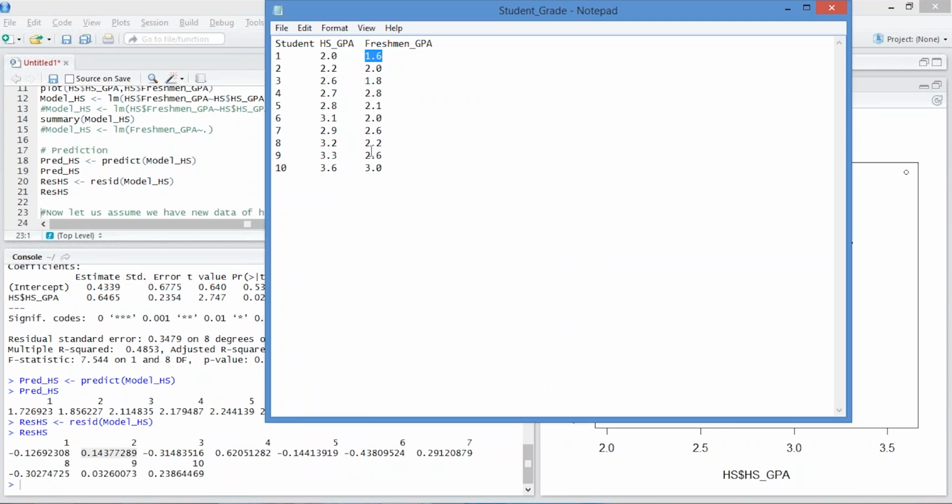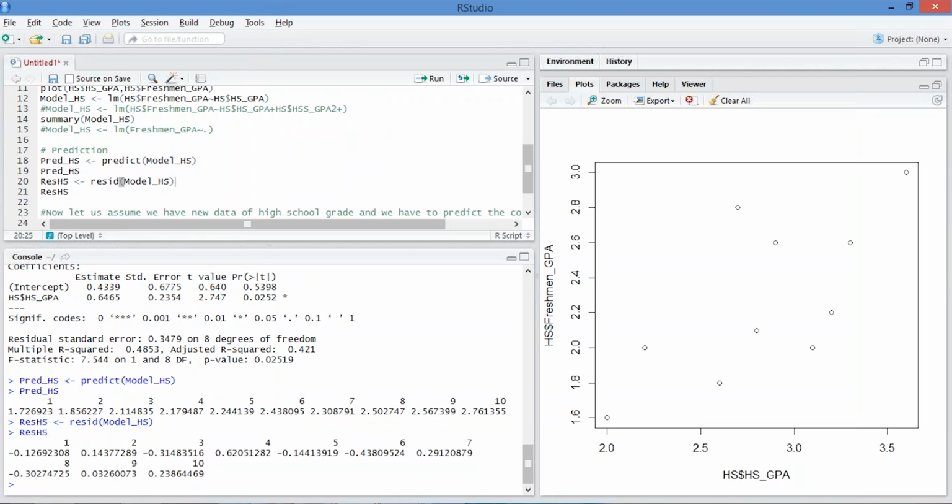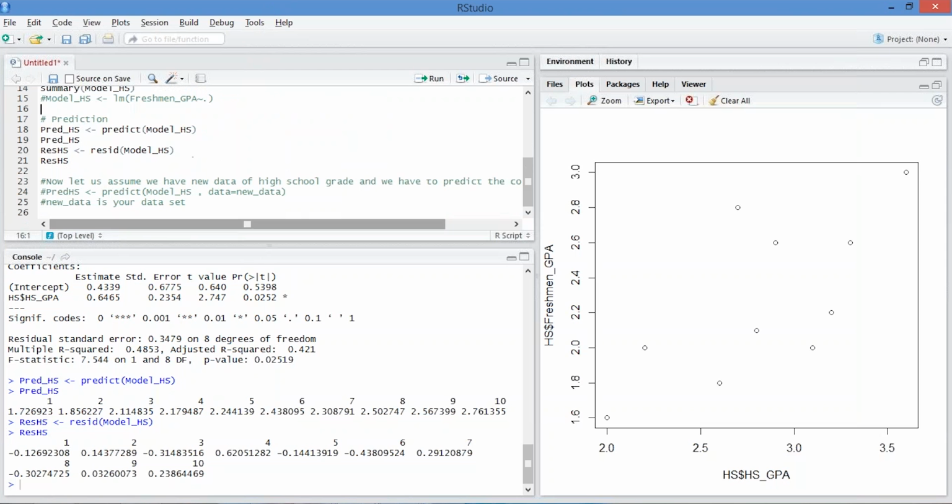Let's assume, friends, that we have predicted. So what are we going to do with this? Let's assume that we have new data of high school grade and we have to predict the college grade. We have taken some historical data and come up with the model. This model has some level of accuracy. So if we have new data, I can use a prediction algorithm. I can very well use this model. This model is already there.